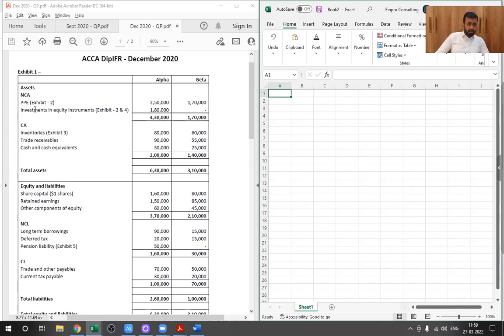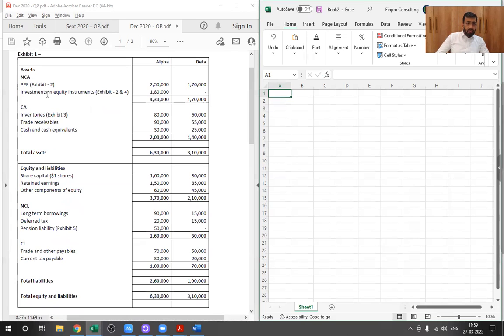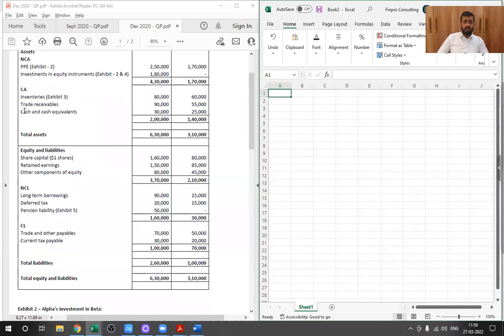I will read it. So this is Exhibit 1. The balance sheet is given for Alpha and Beta. Property, plant and equipment: there is some note in Exhibit 2 with respect to PPE. Investments in equity instruments: the information is given in Exhibits 2 and 4 with respect to the investments. Then current assets are given, inventories: there is some information in Exhibit 3. Trade receivables, cash and cash equivalents.